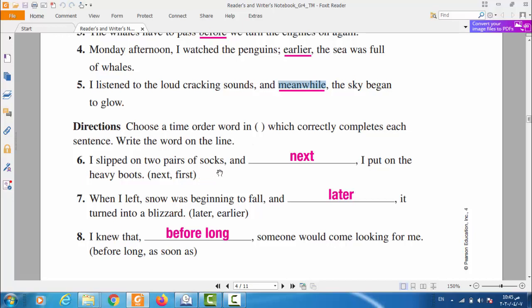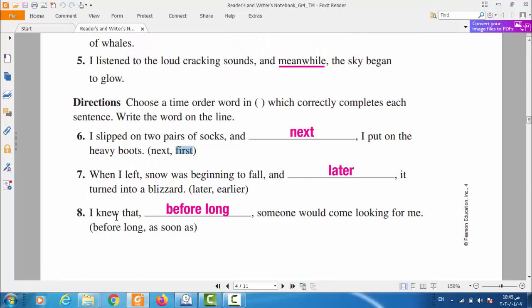I slept on 2 pairs of socks, and next I put on the heavy boots. So according to the actions of the sentence, you will know which one fits here. Is it next, or is it first? Number 7. When I left, snow was beginning to fall, and later it turned into a blizzard. So we have the word later in here, and it completes the sentence, and it shows us the events of the sentence. Number 8. I knew that before long someone would come looking for me.